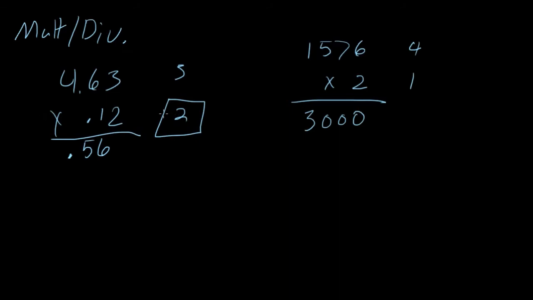So for multiplication and division, you look at your number of significant digits, you find the one with the lowest number of significant digits, you multiply, and then you round to that number of significant digits.